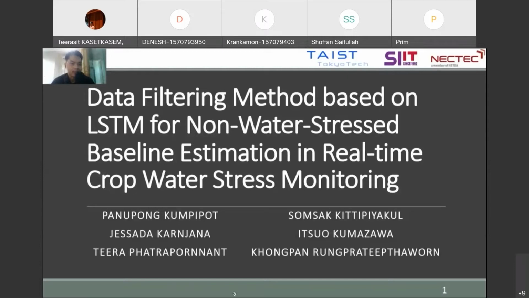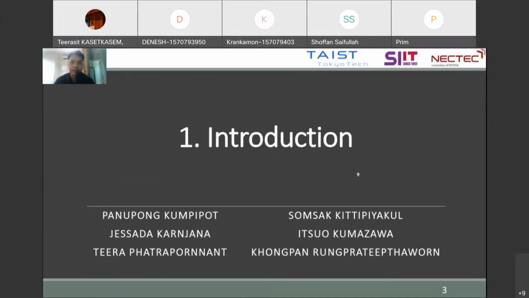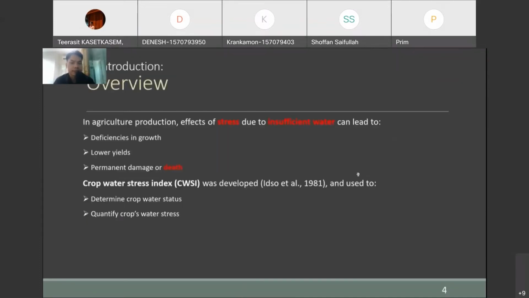Today I would like to present our research, which is called Data Filtering Method based on LSTM for non-water-stress baseline estimation in real-time crop water stress monitoring. In order to explain our project, I have divided the topics into 5 topics, which are introduction, background, proposed method, experiment and result, and finally the conclusion. So let's start with the introduction.